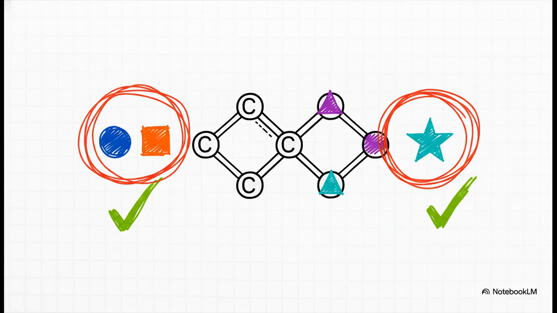The absolute key is that each end of the allene has to have two different groups attached to it. So on the left, you can't have two hydrogens. You need a hydrogen and a chlorine. And on the right, you can't have two hydrogens either. You need, say, a hydrogen and a bromine. It's this specific combination that seals the deal.